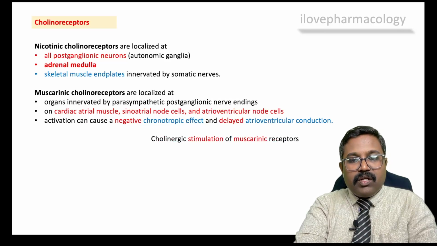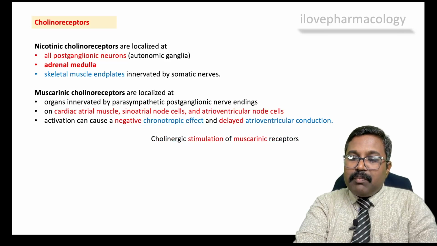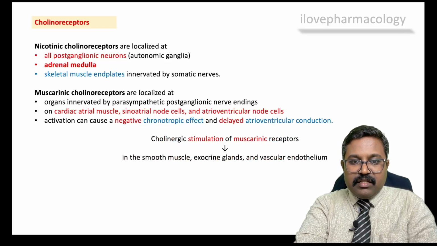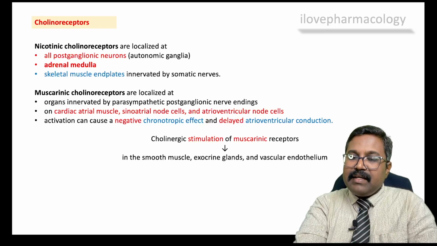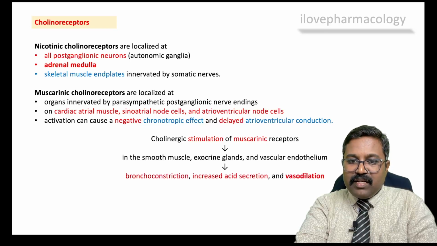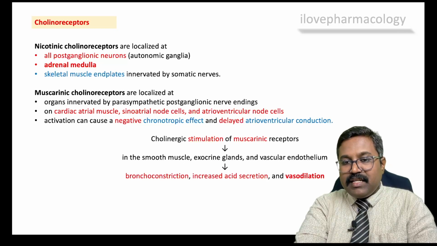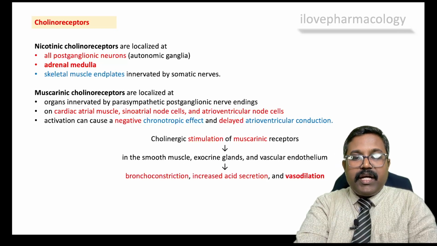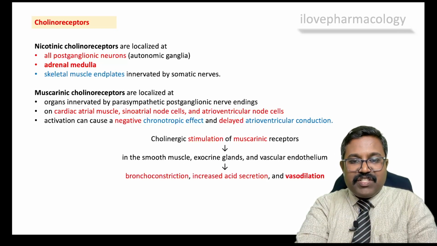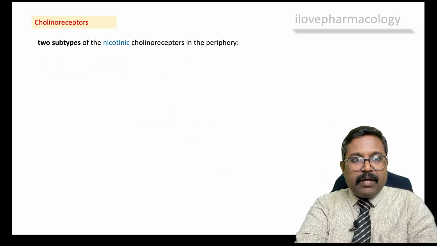So what happens when cholinergic stimulation happens at muscarinic receptors? Usually muscarinic receptor activation in the smooth muscles, the exocrine glands as well as the vascular endothelium will lead to smooth muscle contraction leading to bronchoconstriction, and increased acid secretion from the exocrine glands. It also causes vasodilation through endothelium-derived relaxing factor release, which releases nitric oxide from the vascular endothelial cells.